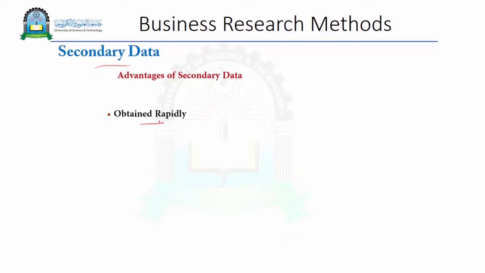That means when I distribute a questionnaire, I might spend a lot of time collecting it back from the respondents. But with secondary data, it is only getting the ready-assembled data, which is in the form of a report or a census or a book or a research. So it is ready and it can be obtained in no time. It is permanent and available.